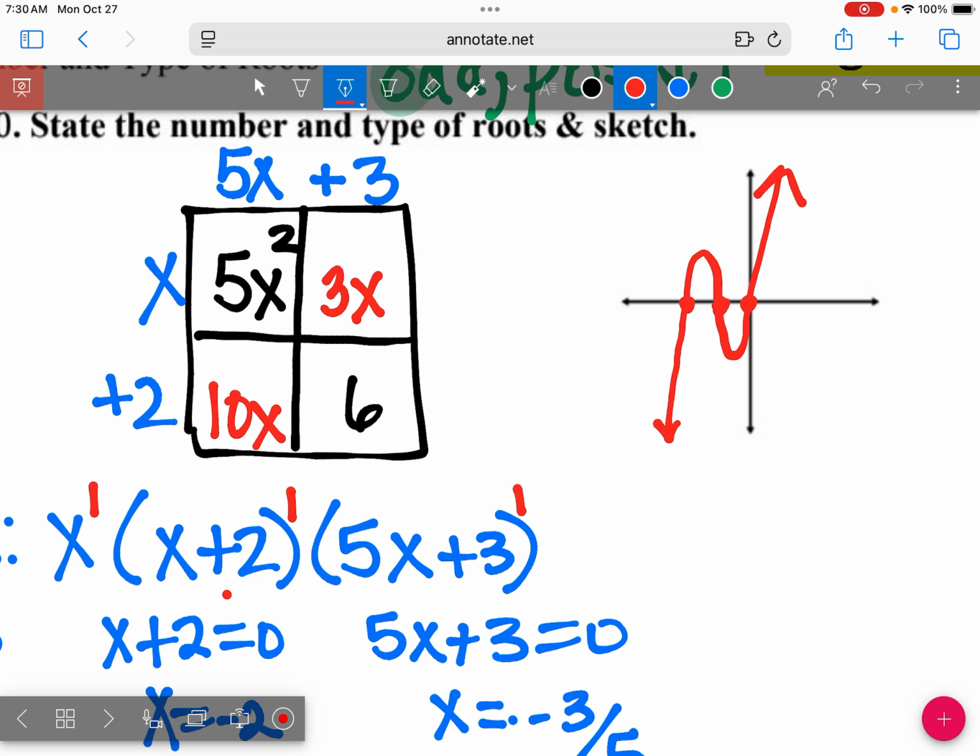All right, let's go to the next question. Let's look at the second one. Take out your GCF. This time my GCF would be x squared. So let's go ahead and divide out an x squared.